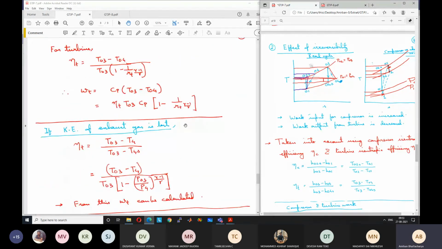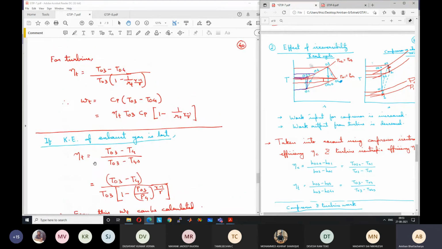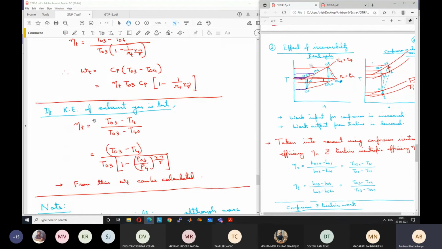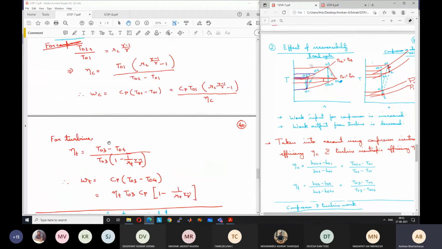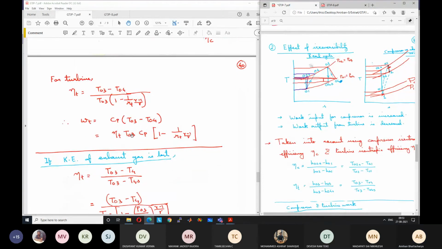So anyway, this is how you can calculate turbine work and compressor work in terms of known parameters. T03 is known. How is T03 known? This is the maximum temperature, which is the temperature limit set by the designer based on the turbine material properties. And eta T is known, and RT is also known. So if eta T is decreased, again you can see that work output from the turbine gets decreased. So we want this to be as high as possible.